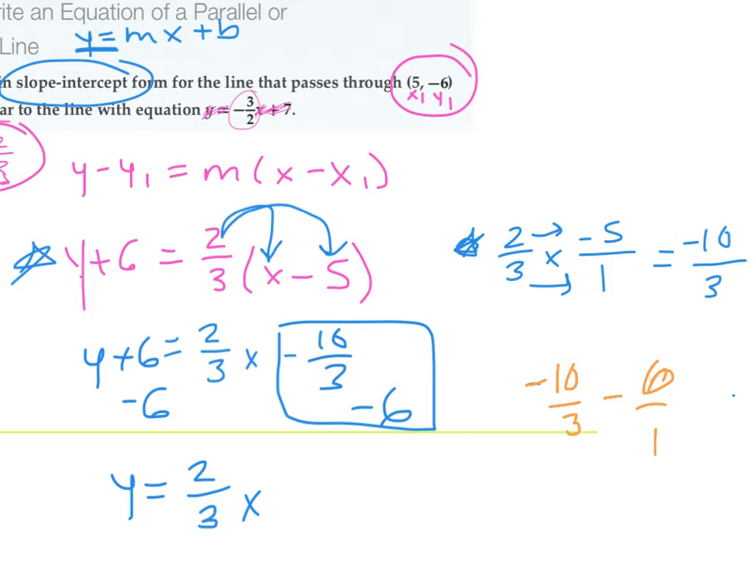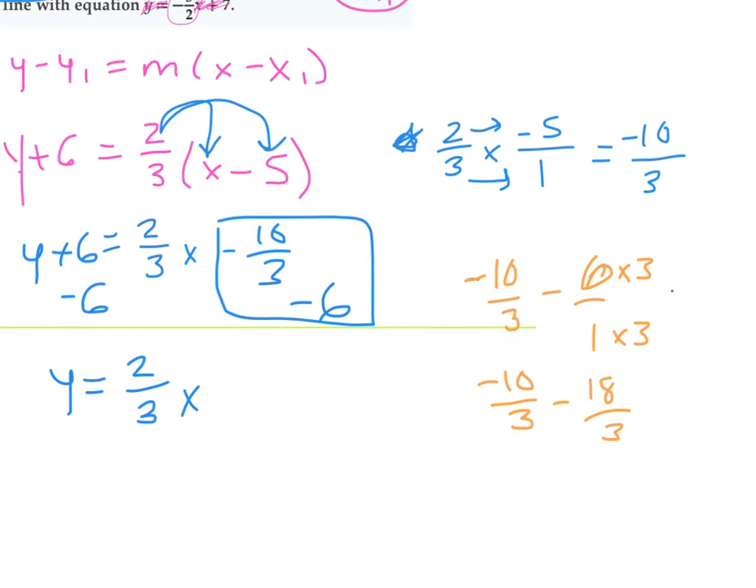How do I subtract or add fractions? We have to have our denominators the same. So how do I get 6 over 1 to have the same denominator as 10 over 3? Multiply the top and the bottom by 3. So we have negative 10 over 3 minus 18 over 3. And now we just combine our numerators. So negative 10 minus 18 is what?